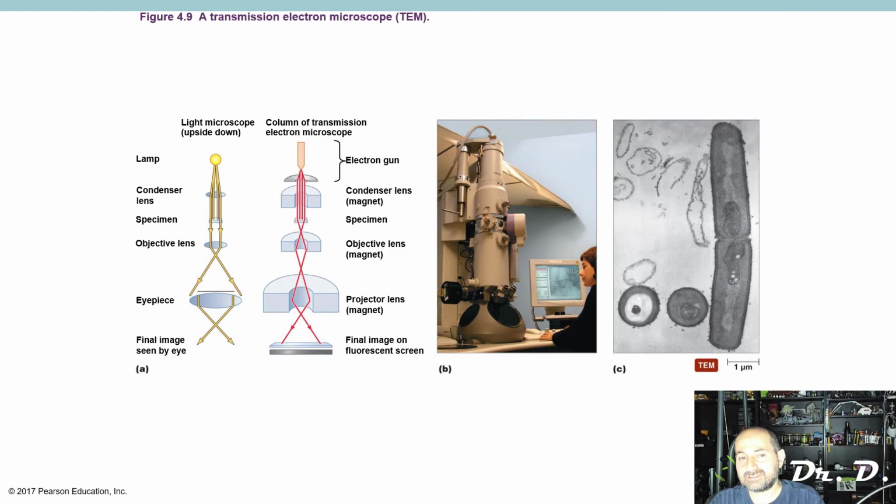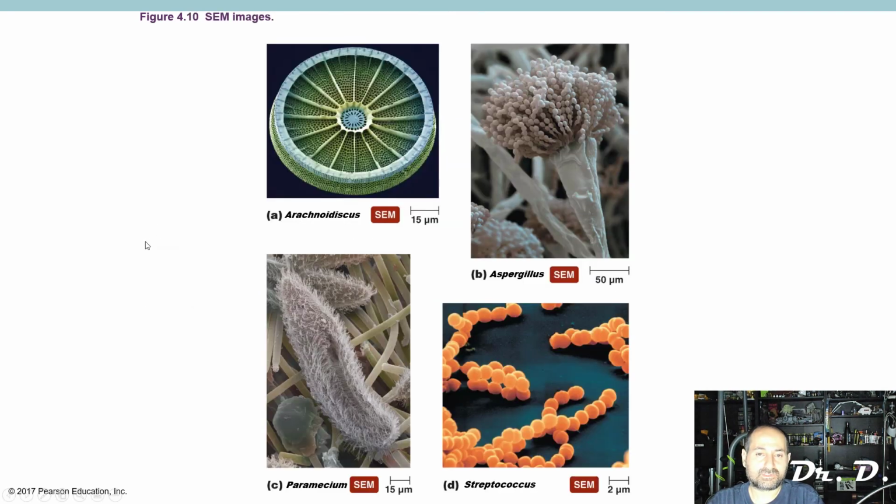Because light can travel through glass, but electrons cannot. Remember, electrons can't even travel through air. So how are electrons going to travel through glass lenses? Doesn't work that way. So, interesting fact for you.